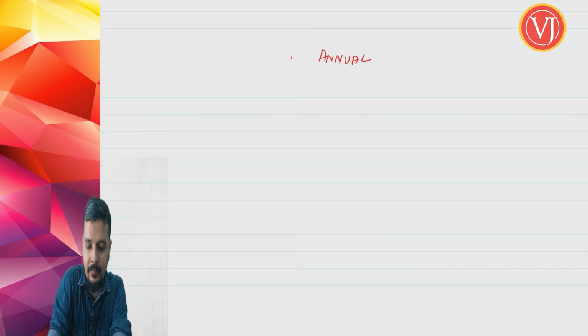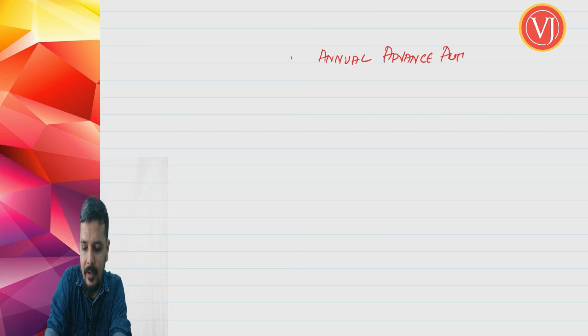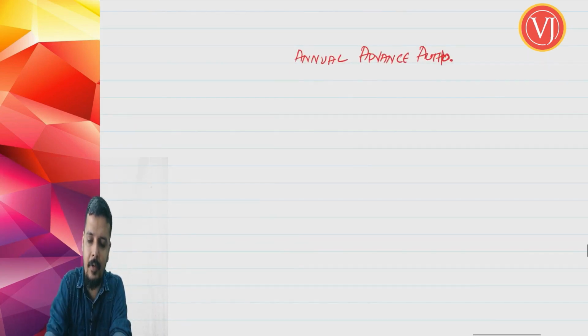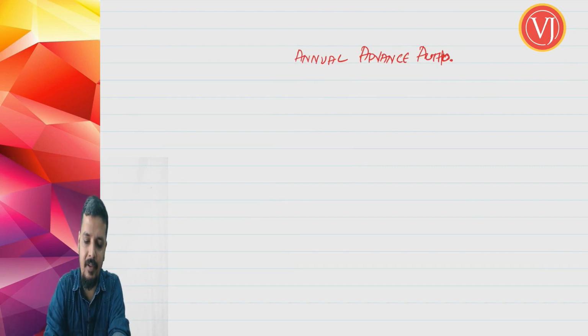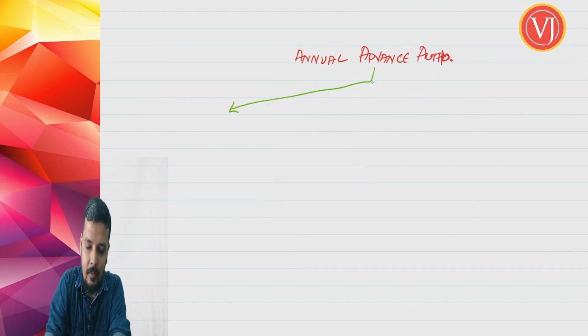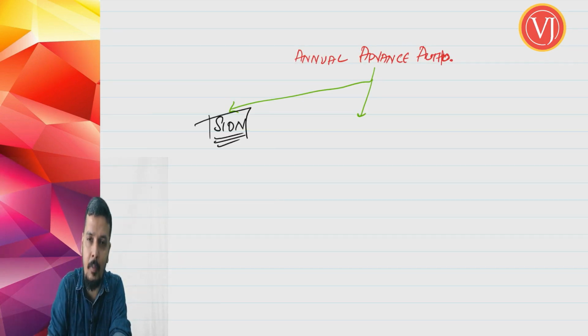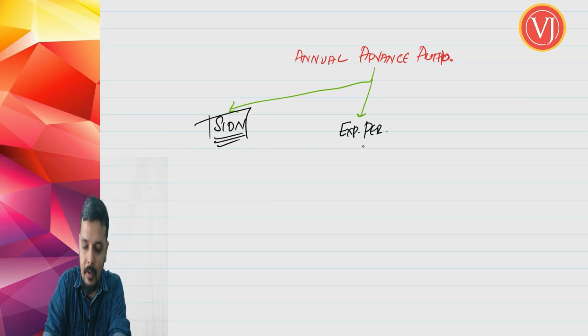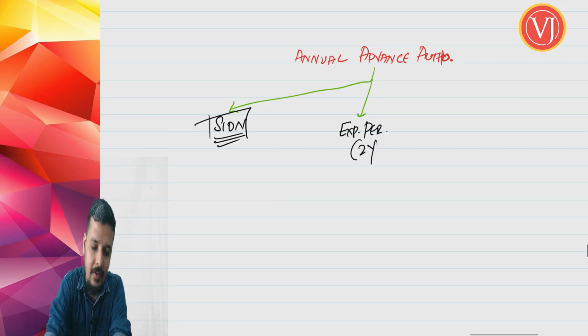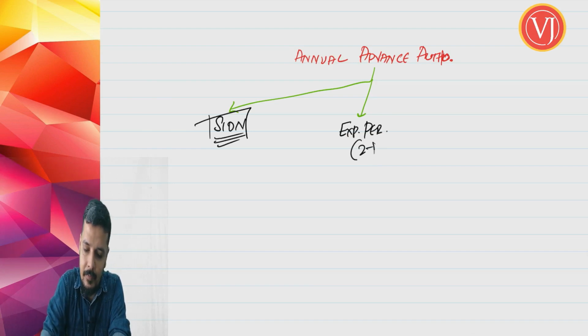Annual advance authorization. It is very similar to your advance authorization. The only thing is, annual advance authorization will be given to you in special cases. First, annual advance authorization is only when you are going by standard input output norms. So only if an item is having standard input output norms. Second, you should have your export performance. You should be a big exporter. Export performance in the 2 preceding financial years.